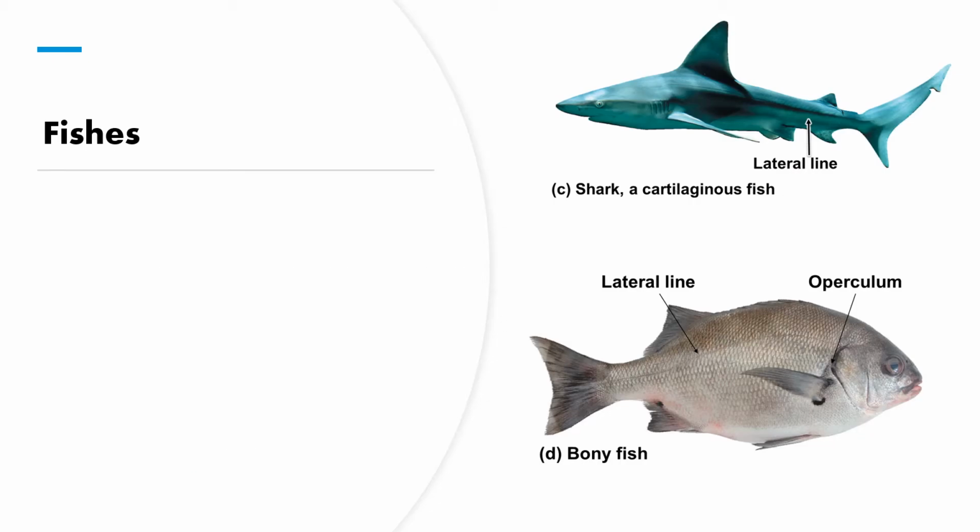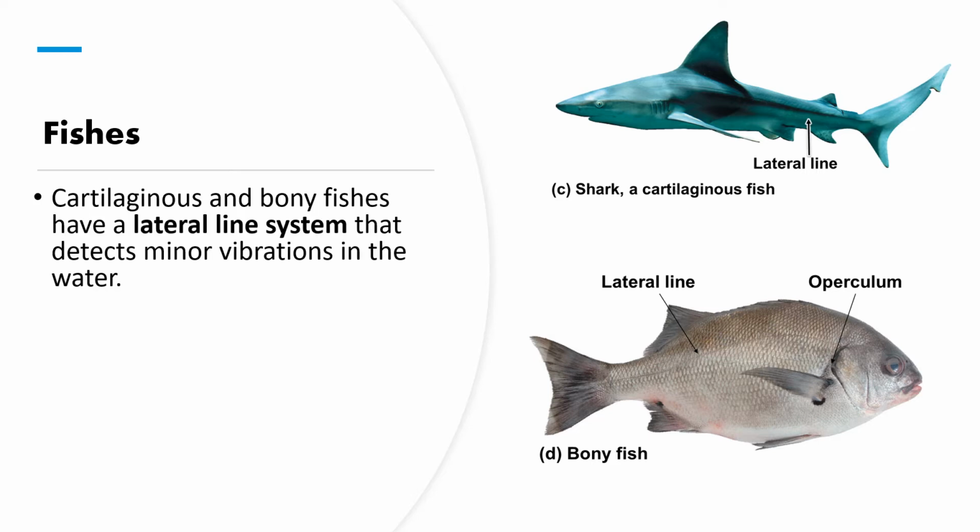Now here are a couple of things that are special to the fishes. Cartilaginous fish and bony fish have something called a lateral line system. This allows these fish to detect minor vibrations in the water. This helps predators catch their prey. If you think about a shark, if it feels some movement with its lateral line system, it can then go try to catch whatever that is. If it's another fish, it can go catch it and eat it.